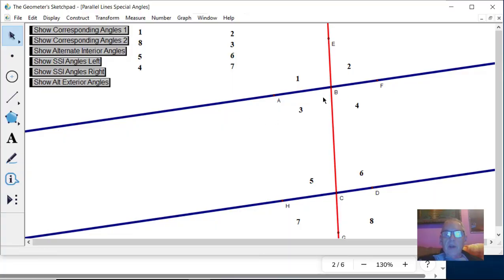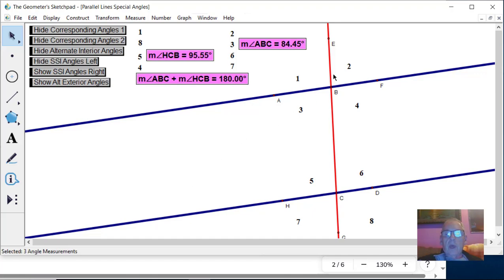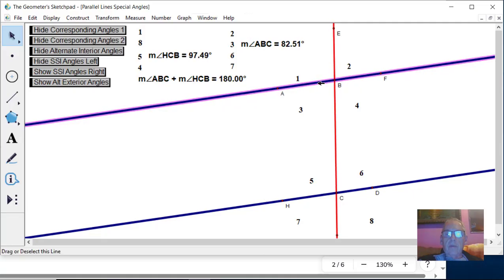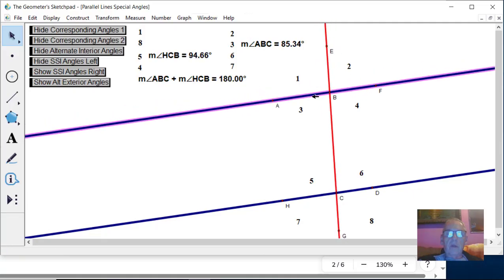Let's look at same side interior angles. According to the postulates, 3 and 5 would be same side interior, same side of the transversal, inside the lines that are crossed, and also 4 and 6. So let's look at angle 3 and angle 5. Let's change this around a little bit. So I drag this around.